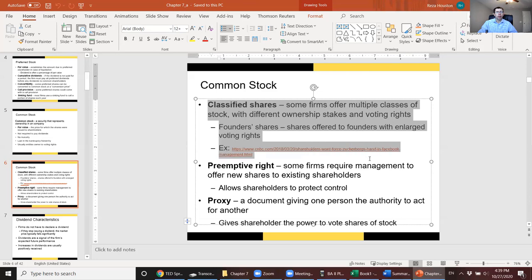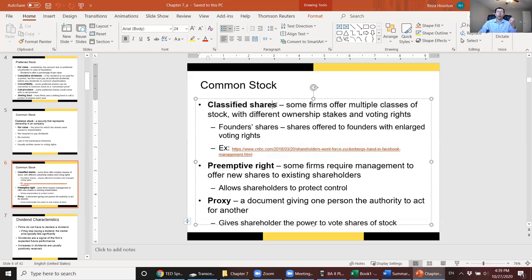Okay, some other things you should know about common stock. The biggest thing here is that there are some cases where a company will have what are called classified shares or dual class shares of stock, meaning that it has two different share classes, and those share classes will come with different ownership rights. A good example of this is Facebook. Facebook has class A and class B shares. If you own one class of shares, like I do and like most shareholders of Facebook do, you're entitled to one vote, and you also get potentially any cash flows of the company.